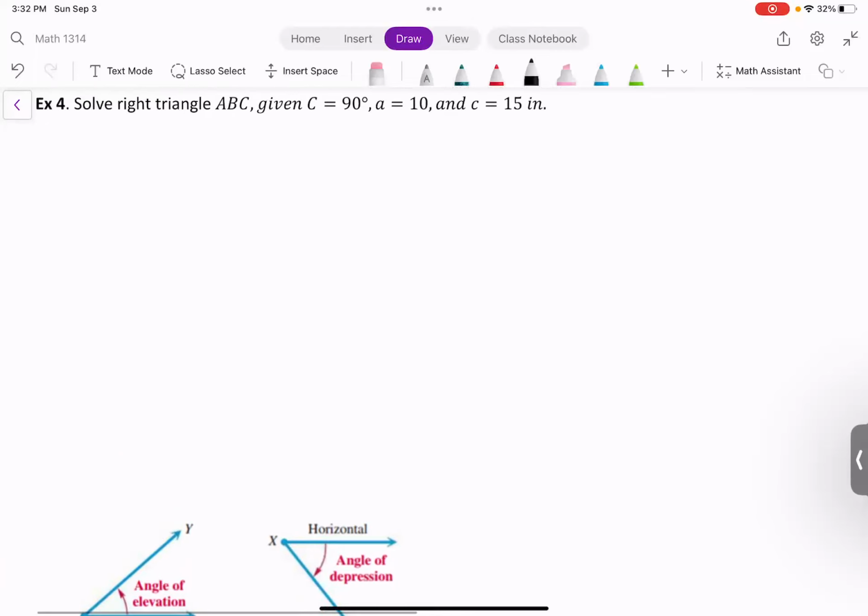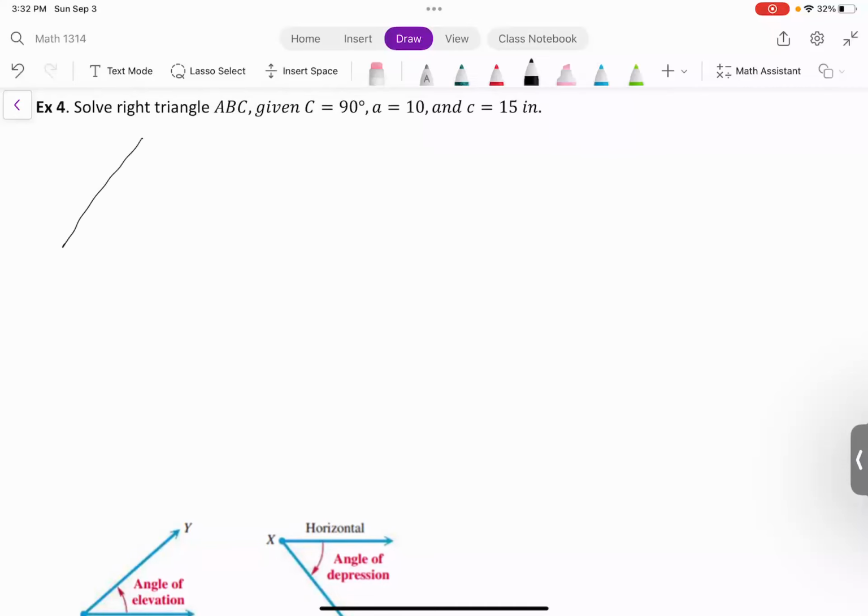Number 4, solve the right triangle ABC given C is 90 degrees, A is 10, lowercase c is 15 inches. So we have two sides, A and C, and we also know the angle C is 90 degrees. We can graph it. So let's graph a right triangle. For example, this is a right triangle. This is C. And how about A here? B is here. And the given information, C is 15. A, opposite of the angle A, is 10.